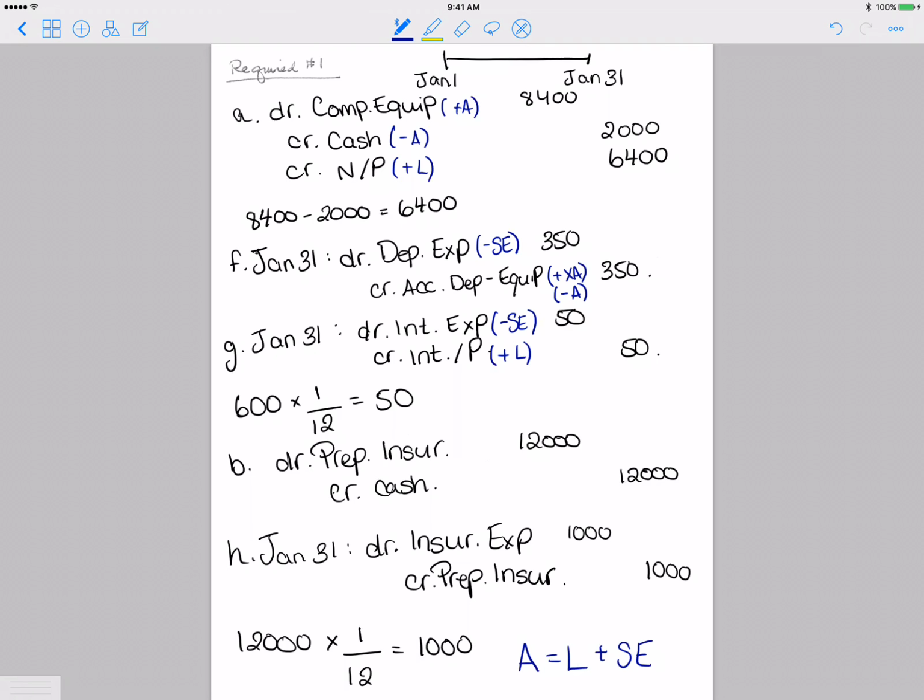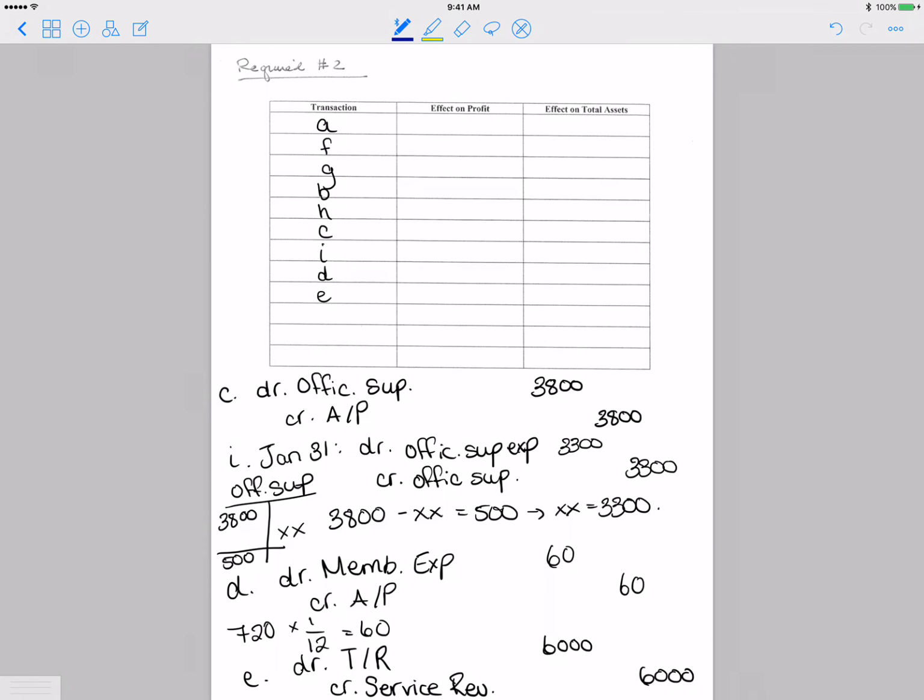Now, since we see in here that we have a balance, our effect on our profit here would be 0 because we're only dealing with assets and liabilities. However, we have an effect on total assets of 6,400. How did we get this? We said we had an increase of 8,400 and a decrease of 2,000.